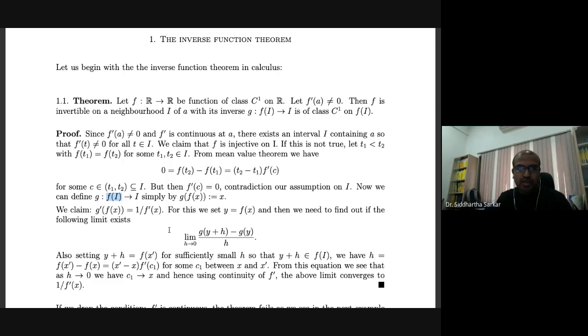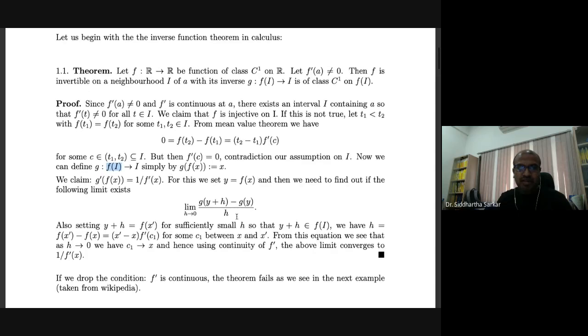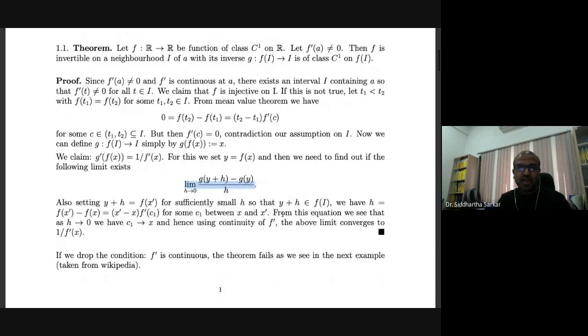Okay, but whatever this is, if I want to compute g prime of f(x), how does it look? First of all, it should exist. For this, there is a direct check. I should write some y equal to f(x) and try to test a limit like this. And to do this, I have to further write y plus h for some h small enough so that this comes within this image. Otherwise, I won't be able to write g of y plus h.